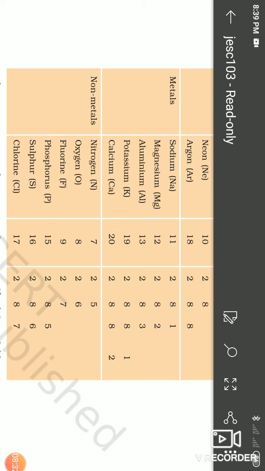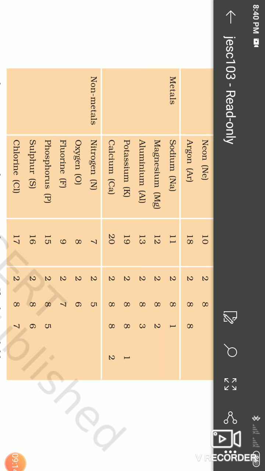Chlorine takes up that electron donated by sodium and forms a negative charge, that is an anion. Sodium forms the cation. When they combine, sodium chloride is formed, which is the ionic compound. In sodium there is a positive charge, and in chlorine there is a negative charge.